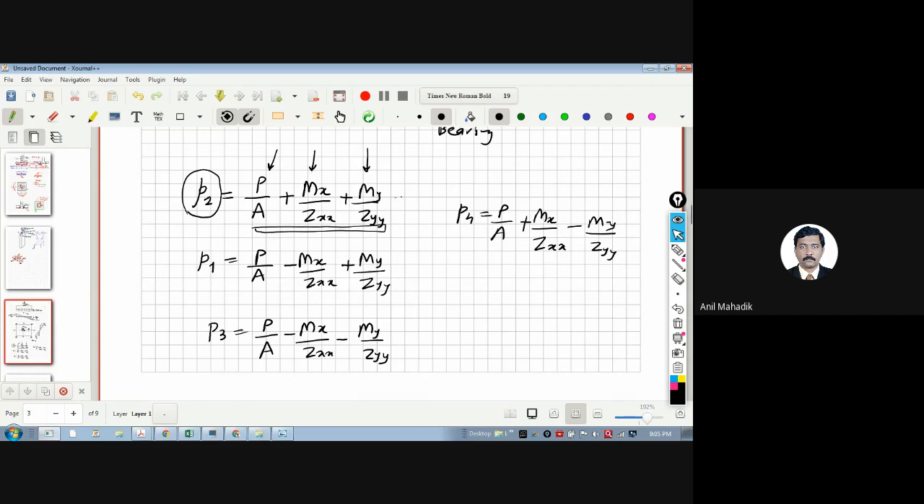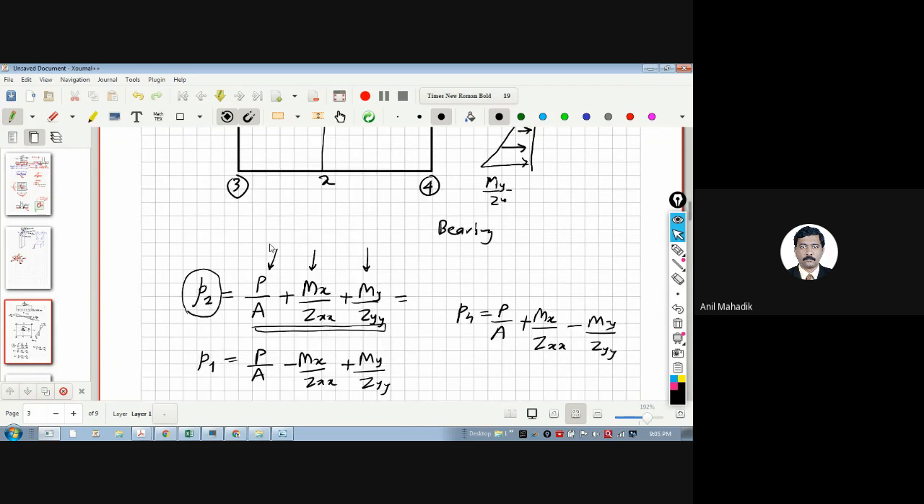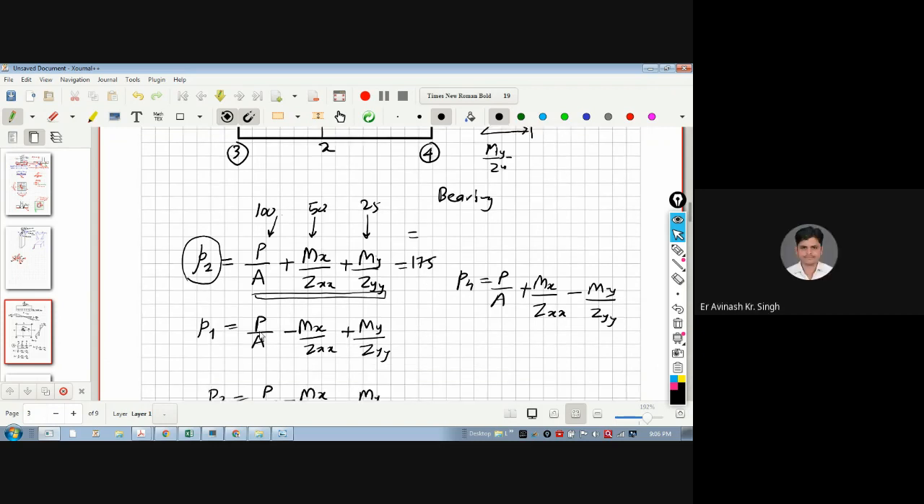Understand, say the value of P by A is 100, the value of Mx upon Zx is 50, and My upon Zy is 25. So what will be the total pressure? 100 plus 50 plus 25, the pressure at P2, will be 175. Yes, correct. Yes, sir. In this one how much will it be? 100 minus 50 plus 25, it will be 75.